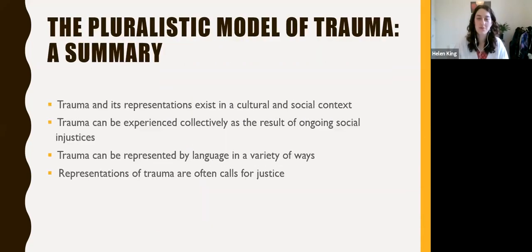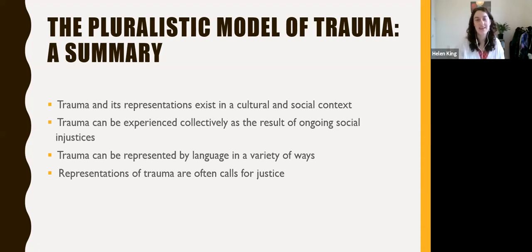So just to recap the pluralistic model. The pluralistic model of trauma that I've just described says that trauma and its representations exist in a cultural and a social context. This model says that trauma can be experienced collectively as the result of ongoing social injustices. It says that trauma can be represented by language in a variety of different ways, and this model looks for the ways that it's represented. And finally, representations of trauma, according to this model, can also be calls for justice in the present.